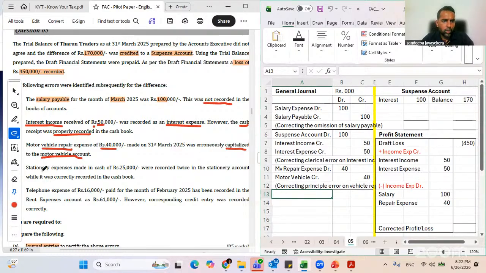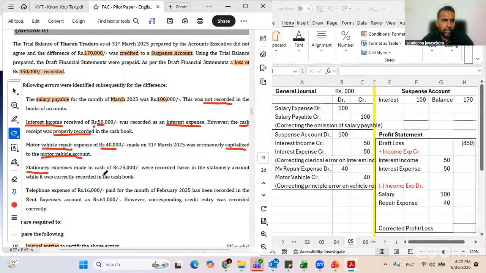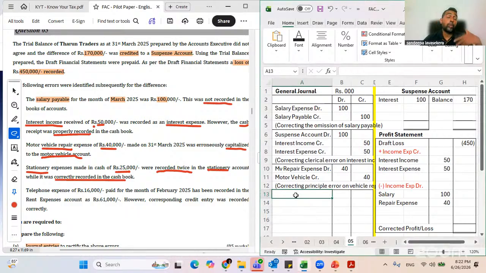Item number 4. Stationery expense of 25 was recorded twice in the stationery, but correctly recorded in the cash. So you have debited the stationery twice. Stationery debit 25, stationery debit 25 again, cash credit 25. That's what you have. So there's an extra 25 in stationery. So we have to remove that now. Stationery credit 25. There's nothing wrong with anything else.